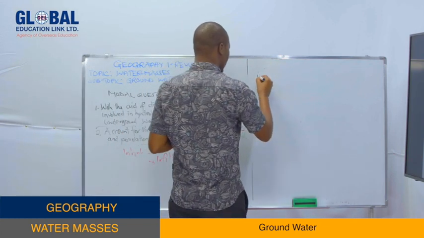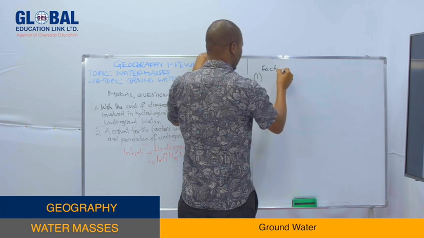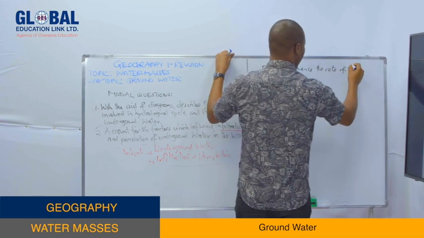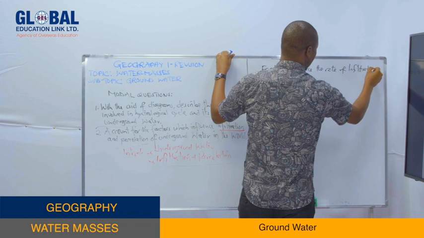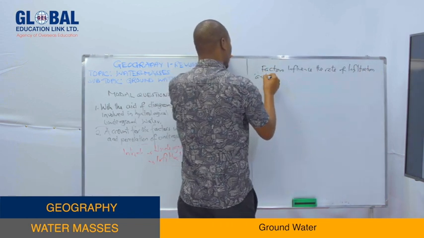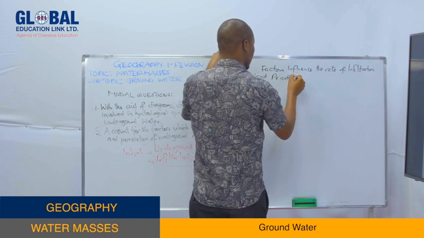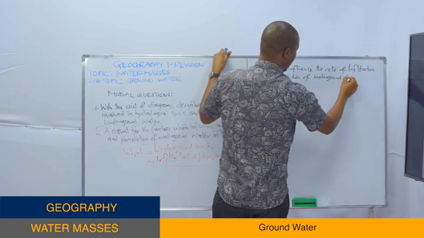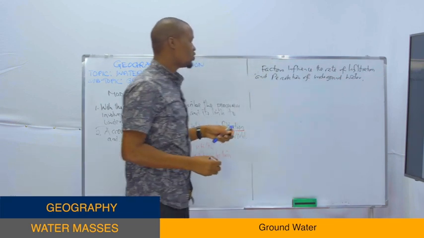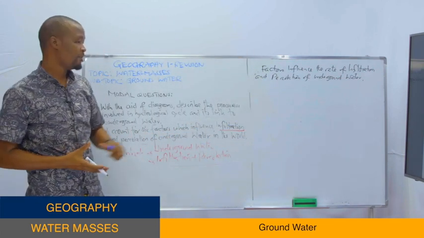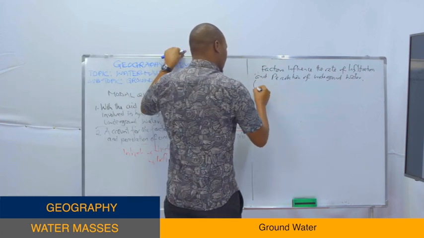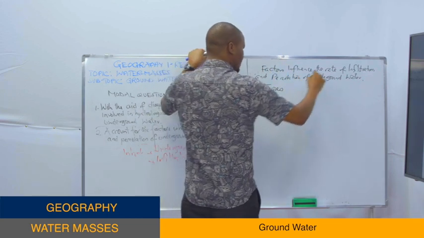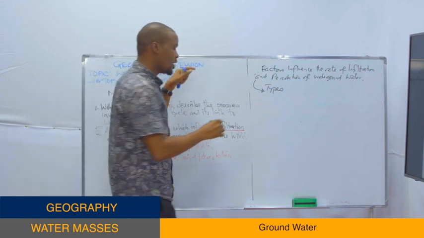Okay, let's see 6 factors which influence the infiltration and percolation of underground water. Factors influencing the rate of percolation and infiltration of underground water. Before explaining the factors, let me explain the types of underground water. Through the types, we will be able to understand and explain the factors which influence the rate of infiltration and percolation. We have types of ground or underground water.